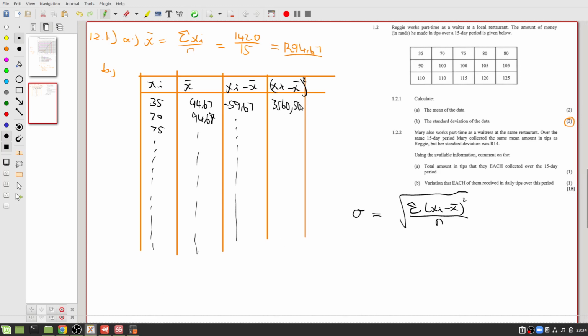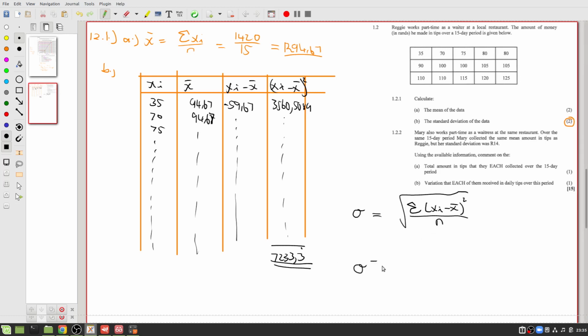Okay, and then you do the same for all of these. You square all of these values to get this column. So that's this column, right? xi minus x bar squared. And then we sum all of that. So we find the total here, which I believe was 7233.3 recurring. So that's the sum, so that's the top part. And then we want to divide that by n.